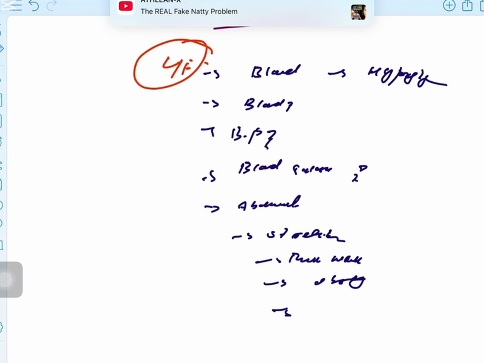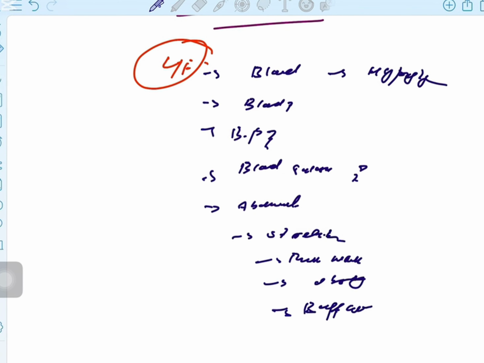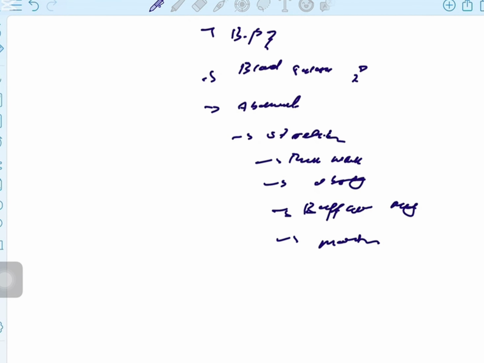Okay guys, and other than that, what we will see? There is a buffalo hump, and moon-like face. Other than that, what we'll see? We will see the patient has amenorrhea, muscle weakness, and skin ulcers. Skin ulcers are the bruises we can see in a patient with Cushing syndrome.